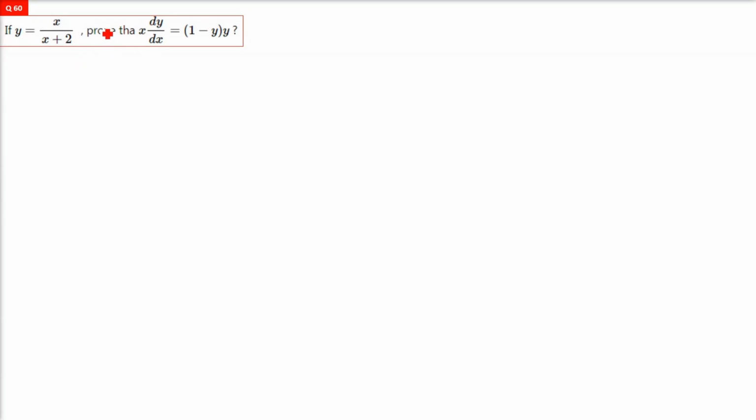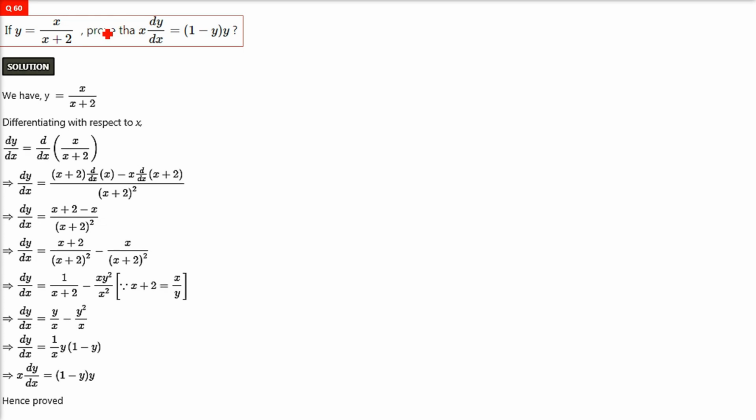Same thing here, but we will try to keep this y, which is x by x plus 2 somewhere. You'll see just now. And if you are able to understand the solution, it's given already. But we will have certain logic and trick here. So we have dy by dx and u by v, that is, we will apply the quotient rule.